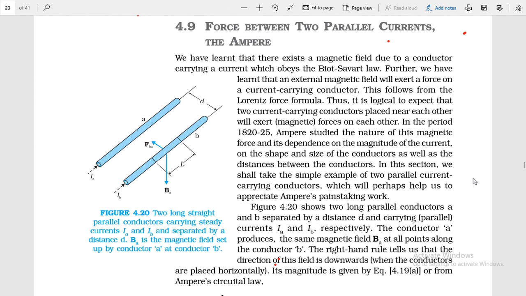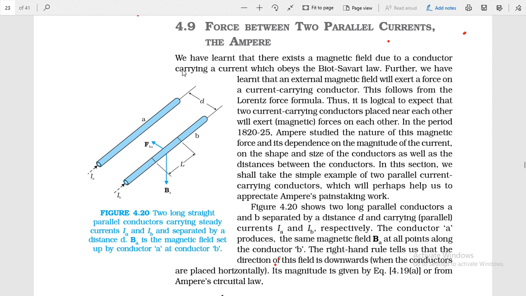Students, in this session we are going to study the topic force between two parallel currents, the ampere. You can also say that this is force between two parallel current carrying conductors. After that we will define 1 ampere current. So let's start this topic, that is force between two parallel current carrying conductors.